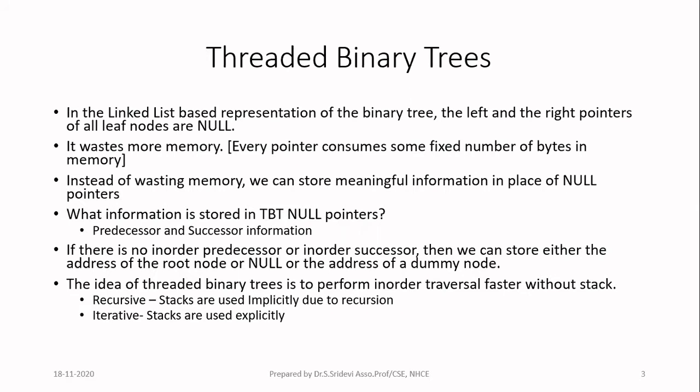Suppose a node is not having any information, then what are you going to store in that pointer? In that case, we can either store the address of the root node, or you can leave null itself, or otherwise you can store the address of a dummy node. We will create a dummy node like the head node in a linked list, and we will store the address of that dummy node as the predecessor and successor if a node is not having any. And why do we need information like this? The main idea of a threaded binary tree is that you can perform the in-order traversal faster without using a stack.